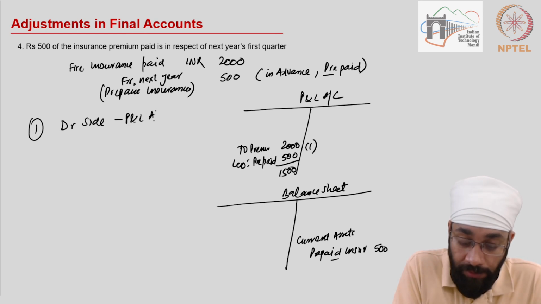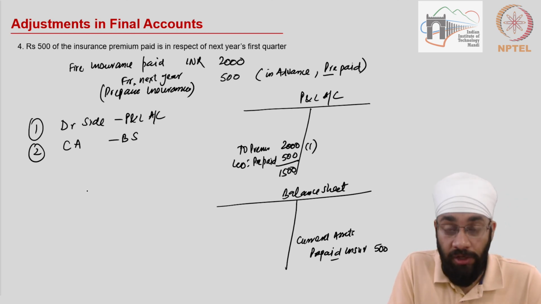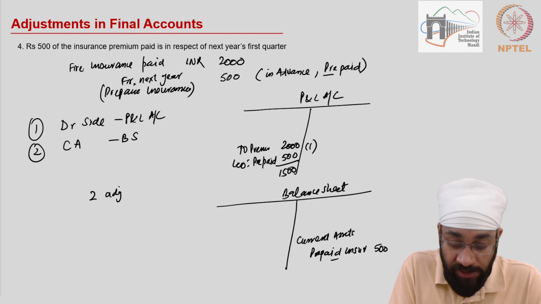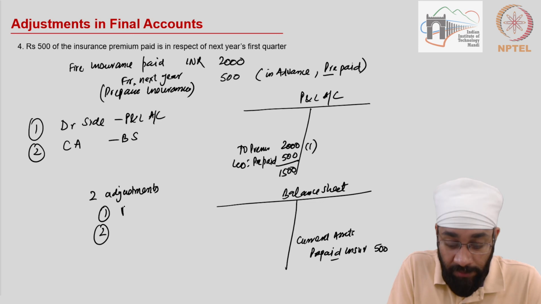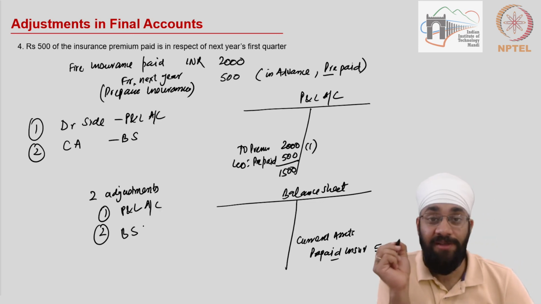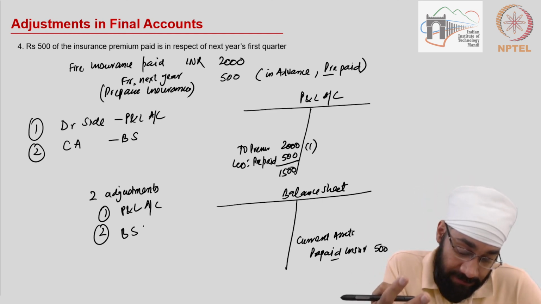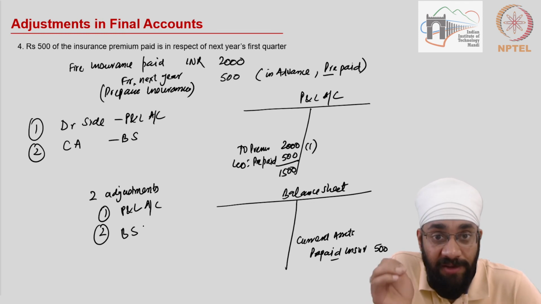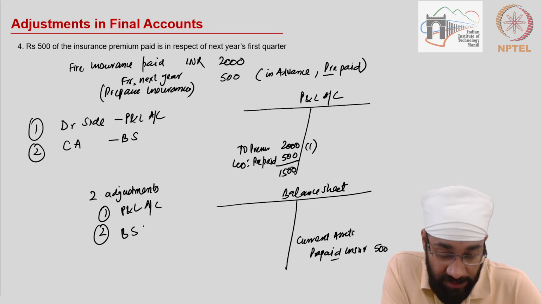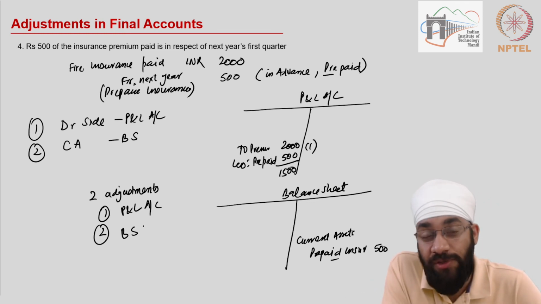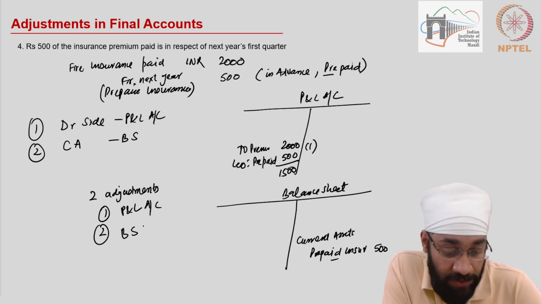So the first impact is that we show it on the debit side of profit and loss account, and the second impact is that we show it under the current assets in the balance sheet. In conclusion, you have two adjustments. One in profit and loss account, the other one in the balance sheet. Again, the trend is converting itself into a fact, into a thing which can be true for the rest of transactions as well.